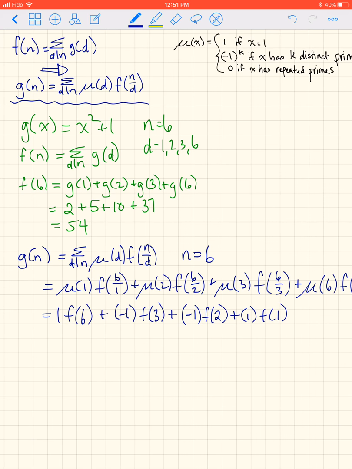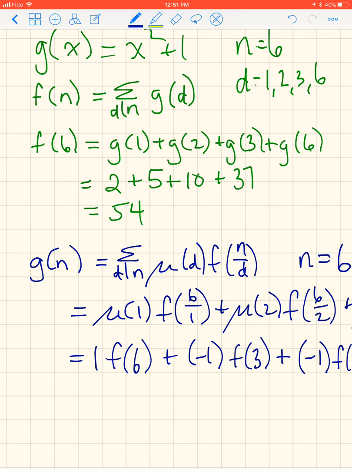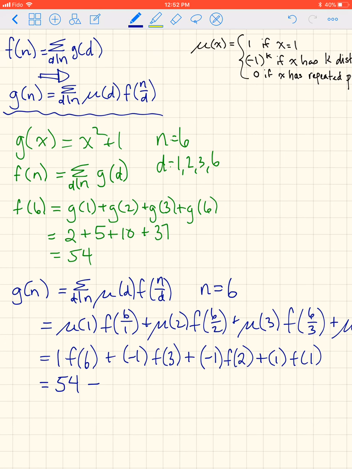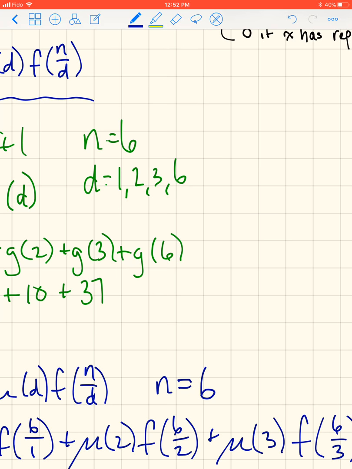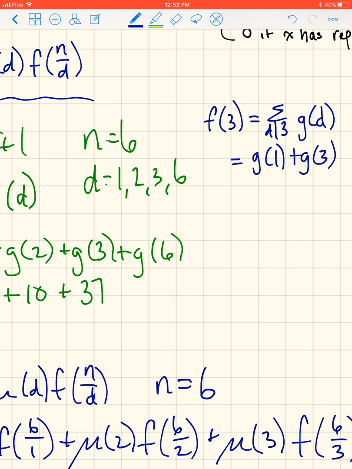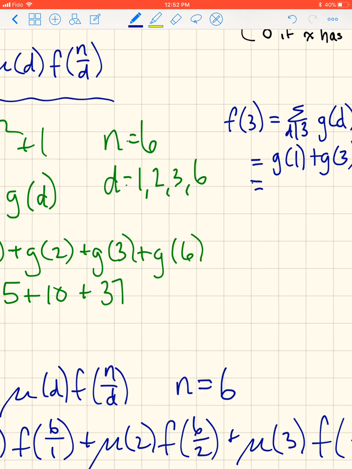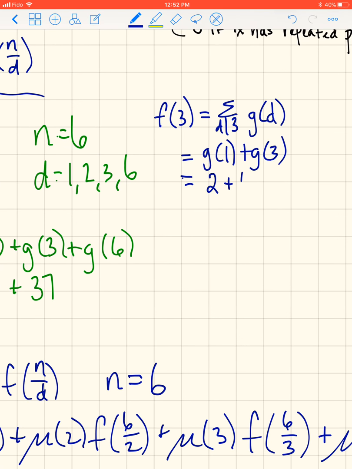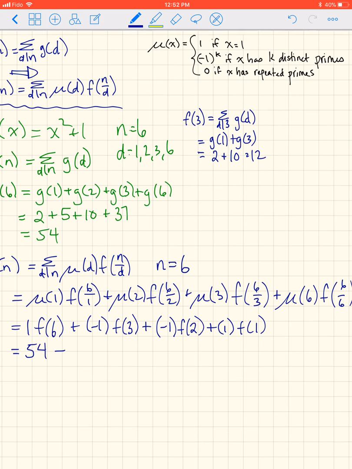Now our f function is a little complicated, but we did some of it already. We already know that f of 6 is 54, and this is going to be a minus f of 3. We just need to remember what g of x was, because f of 3 is the sum over the divisors of 3 of g of the divisors. So the divisors of 3 are 1 and 3, so it's g of 1 plus g of 3. g was our x squared plus 1 function, so it's 2 plus 10, so f of 3 is 12.